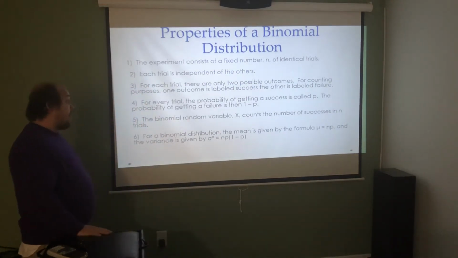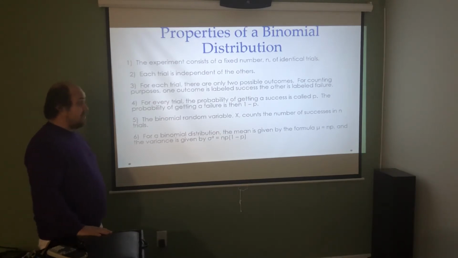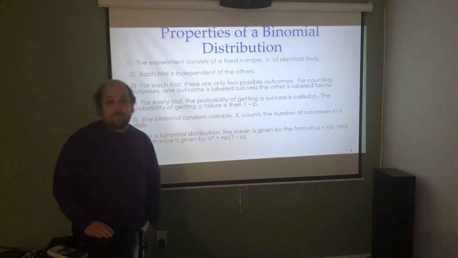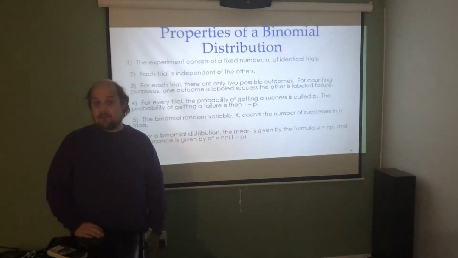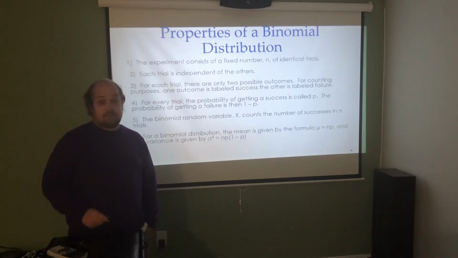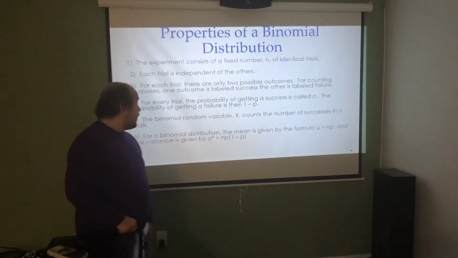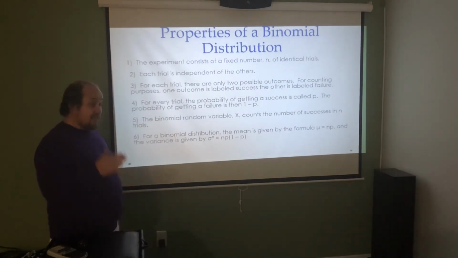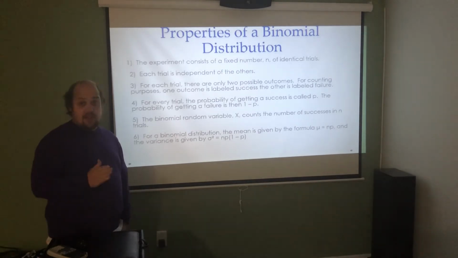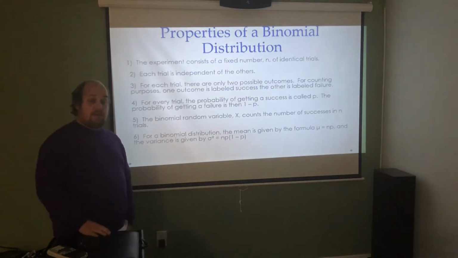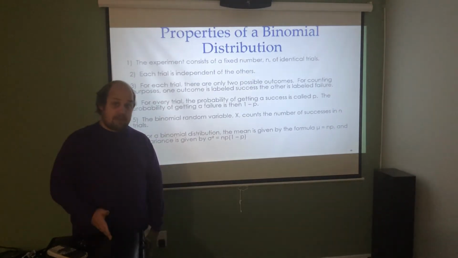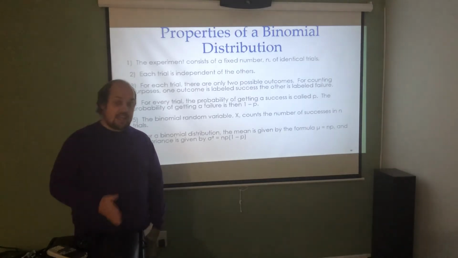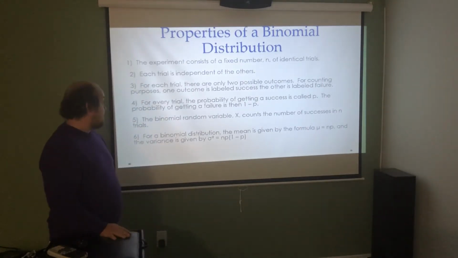For every trial, the probability of getting a success is called p. The probability of getting a failure is then 1 minus p. So if my probability of making my next free throw is 70%, the probability that I miss is 1 minus 0.7, or 0.3, for 30% of the free throws that I miss. For this number 4, we're also saying that we have this set probability of success for every trial. So we know before the binomial experiment begins, the probability that this person makes the free throw is 70%, and that 70% stays static throughout the rest of the questions on that experiment.